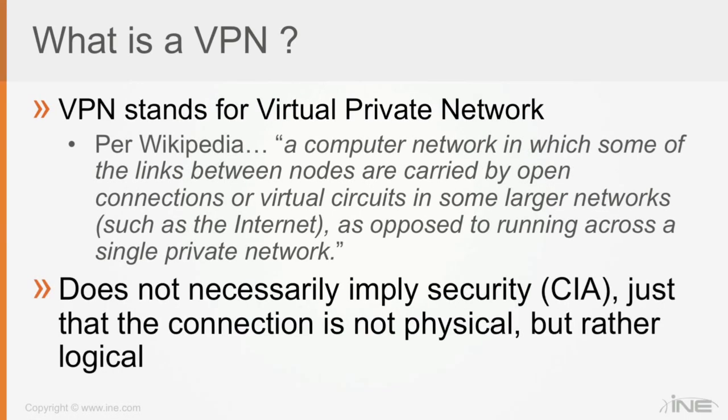So VPNs don't necessarily imply security, which means CIA: confidentiality, integrity, and authentication. It just means that the connection is not physical. Between those two sites, or between that remote user and the headquarters, you don't have a long cable or a dedicated leased line, but rather you have a logical connection.